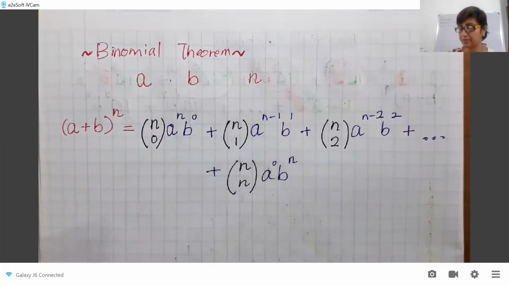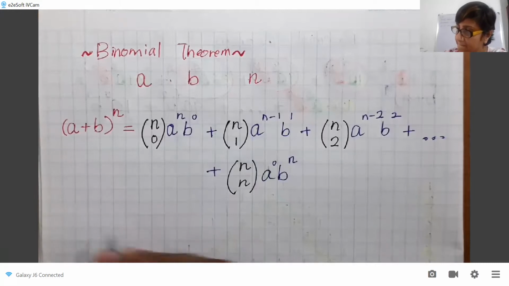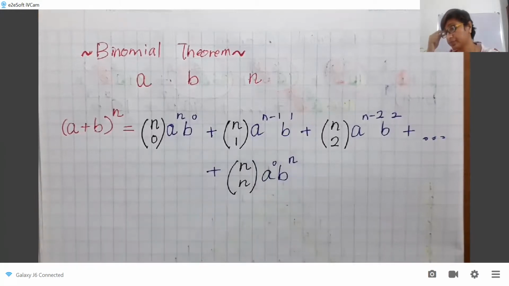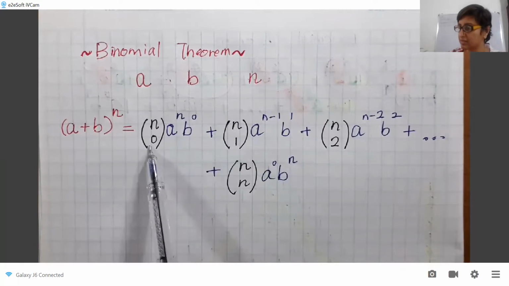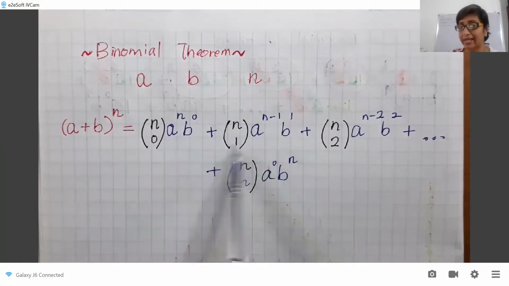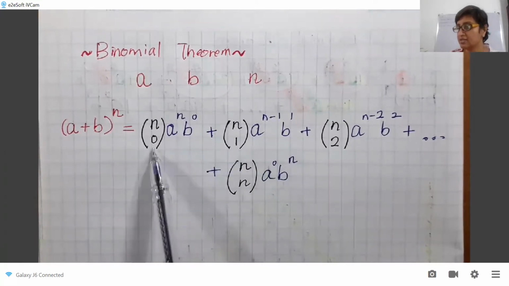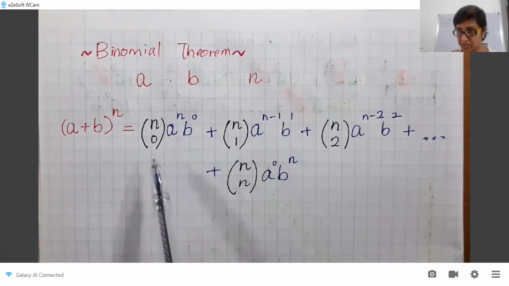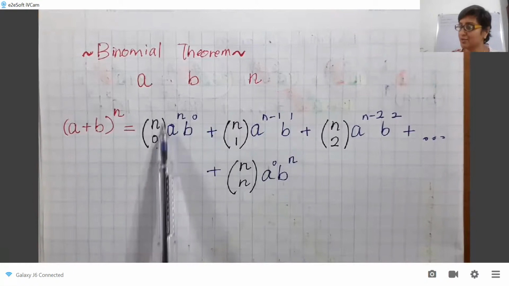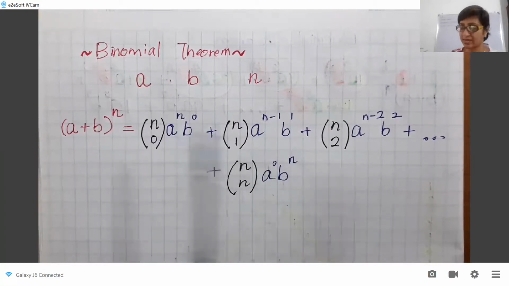I will tell you what that is. This is a symbol. That symbol stands for something. It has a little formula to compute the binomial coefficient. Now you know that this is 1. You know that this is 1 too.